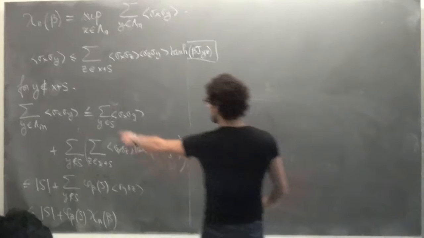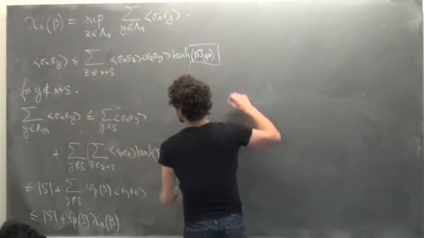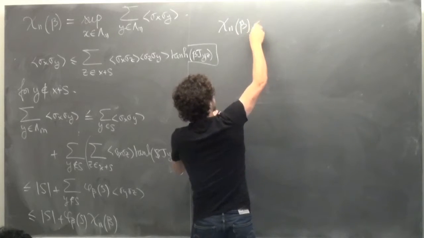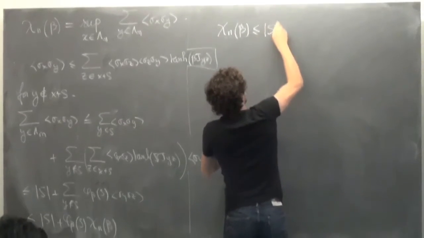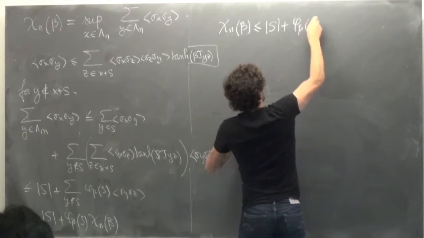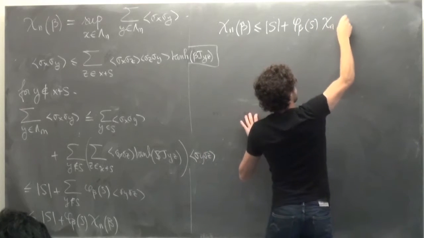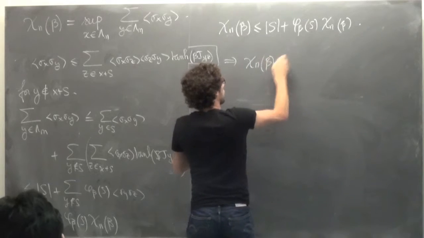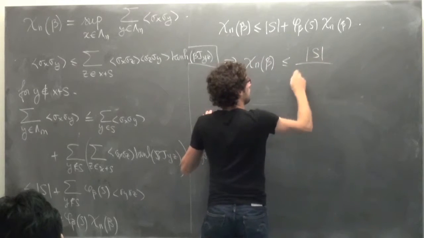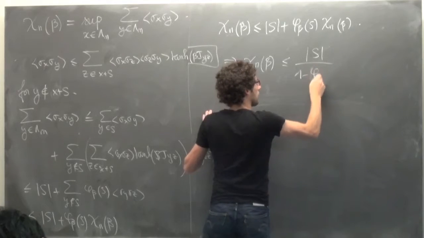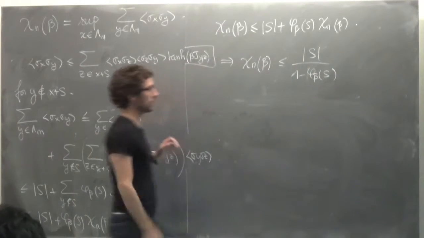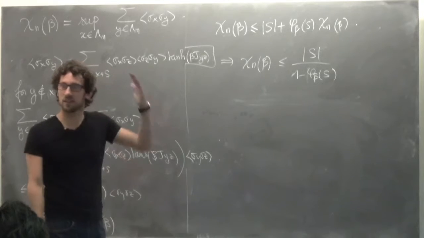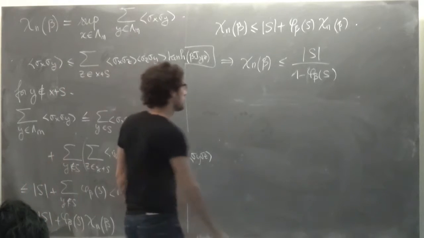So you get this inequality, so now you maximize on x, and it gives you that chi n of beta is smaller or equal to cardinality of s plus phi beta of s chi n of beta. And this gives you that chi n of beta is smaller than cardinality of s divided by 1 minus phi beta of s, because phi beta of s is strictly smaller than 1. Okay, now you let n tend to infinity, and you get what you want.